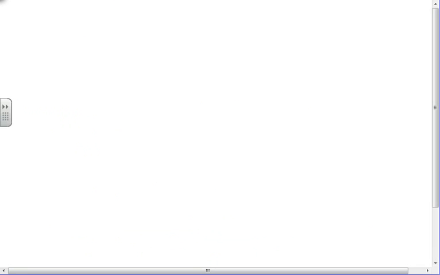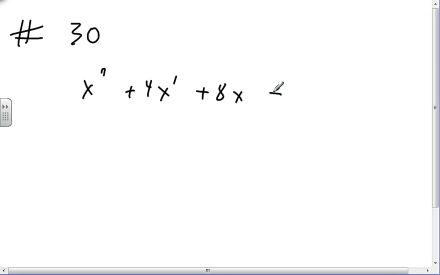That makes life better. Number 30. X double prime, 4x prime, 8x equals e to the minus t. X at 0 is the same as x prime at 0, which is the same as 0. I like that one. That's good.